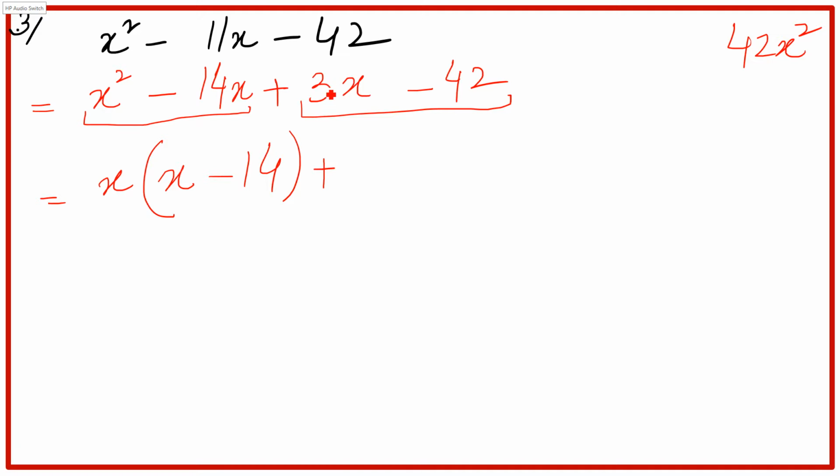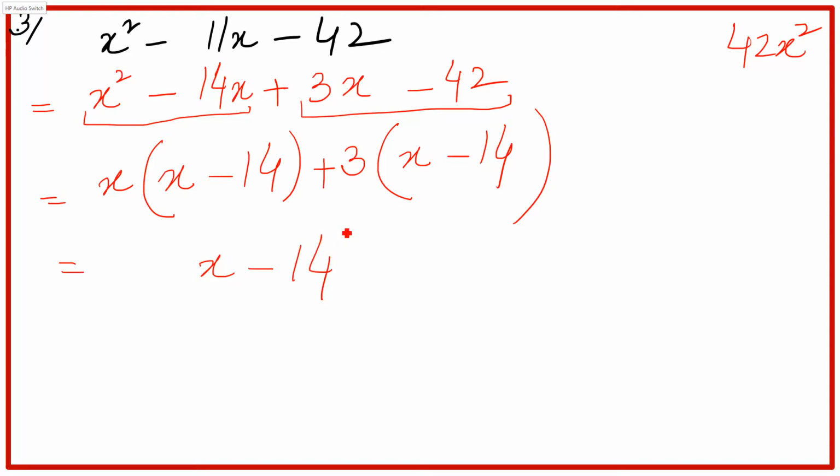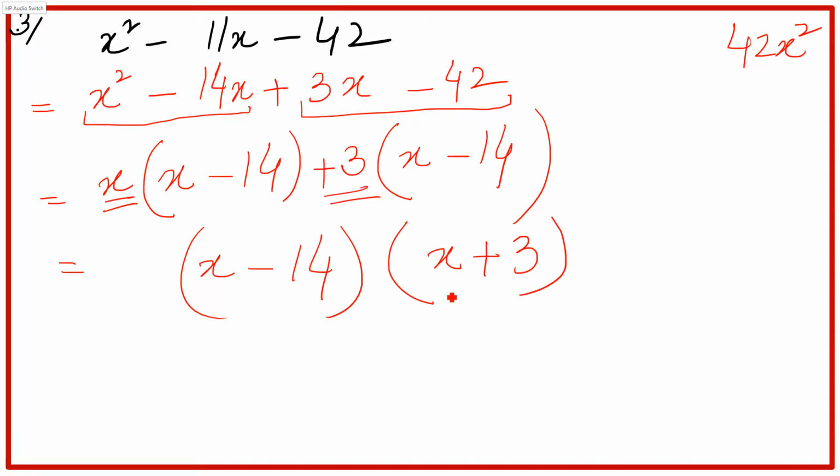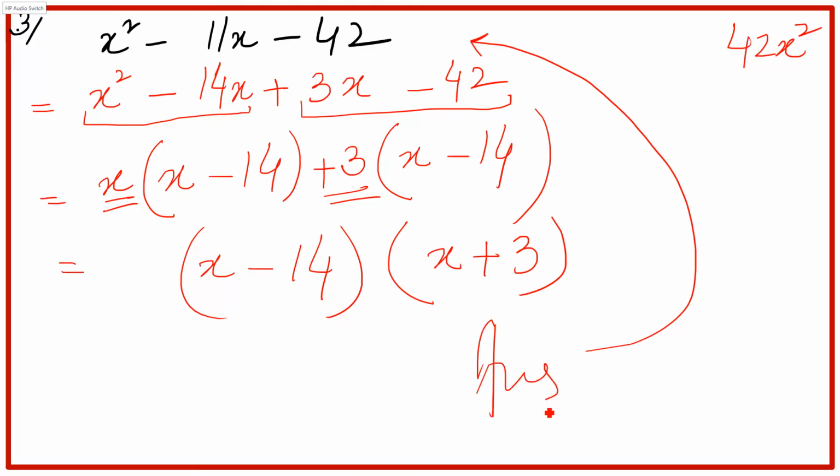And what else we can take from here? 3x minus 42. We can take 3 as a common as well. So it will be x minus 14. 3 14 times 42. Both parentheses are same. We can take one parenthesis as a common, x minus 14 multiplied by x positive 3, because x is remaining here, positive 3 is remaining here. Again, if you multiply these two parentheses, you will get your question back. So this is the answer. This is the factorization.